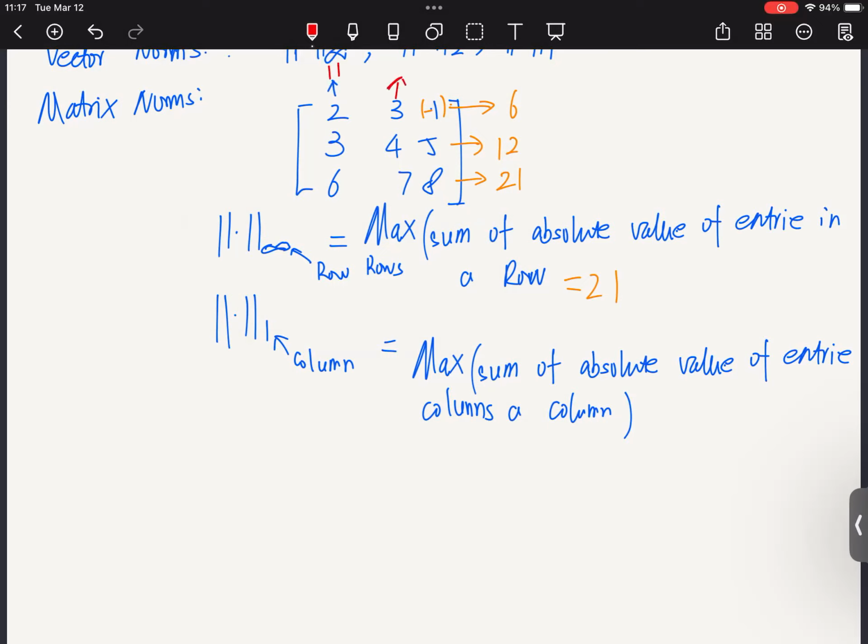And then this is the second column. The sum should be 3, 4, 7, and then it's just 14. And then the last column: the absolute value of -1, plus 5, plus a, and that is 6 plus a, which is 14 again. But if you take the maximum among all the columns, which means that we pick the maximum among 11, 14, 14, then this one should be 14.